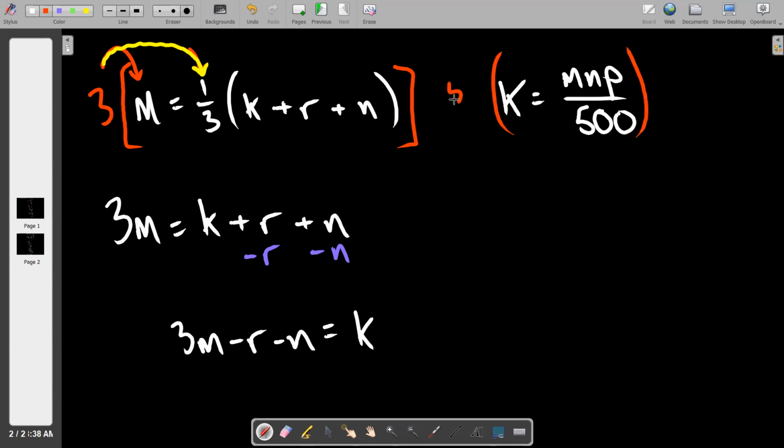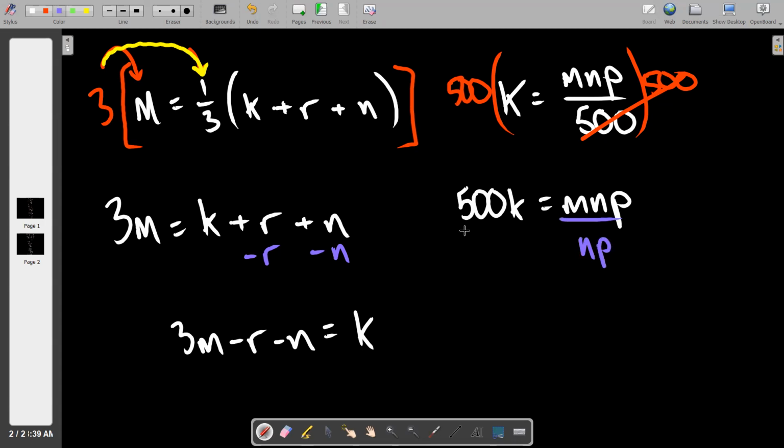I'm assuming you meant multiply by 500. It's okay. So over here, the 500s cancel, and we're left with 500k equals mnp, and we're solving for m, so we divide by np. You divide by whatever you need to. np, np. Good.